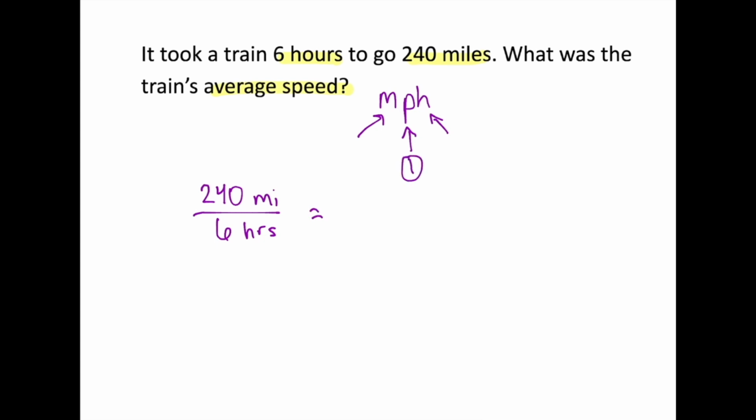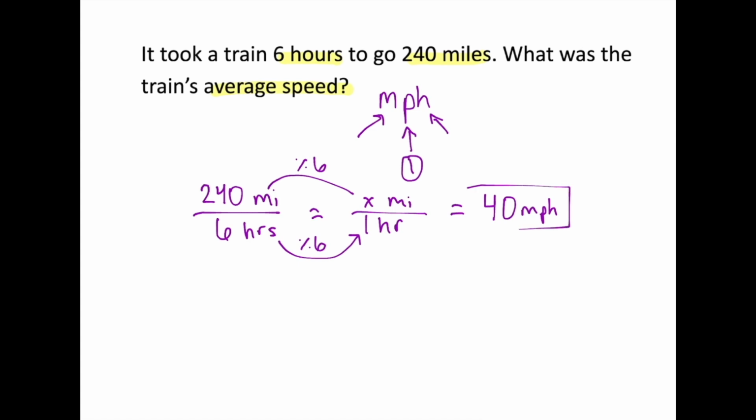So we can set up a proportion to solve this. Corresponding parts need to match up, so 1 hour goes in the denominator, and we're looking for miles, so x can go in the numerator for miles. Now, how did you get from 6 to 1? You divide by 6. So since you divided by 6 in the denominator, you have to divide by 6 in the numerator. 240 divided by 6 is 40. So the train's average speed is 40 miles per hour. So when finding average speed, you can take the numerator divided by the denominator.